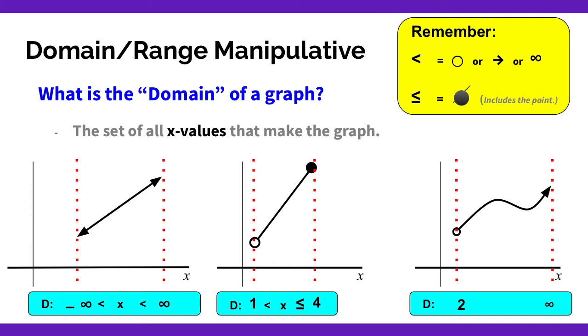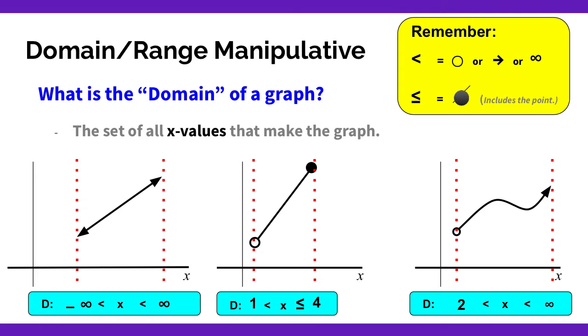For the next example, we've got an open dot here, which means that we're going to use a less than, and then our graph goes over to this arrow, goes to infinity, which means that we're going to have less than symbols for both. So we'll have 2 is less than x is less than infinity.